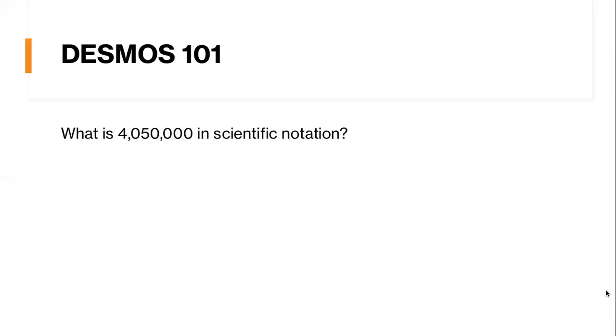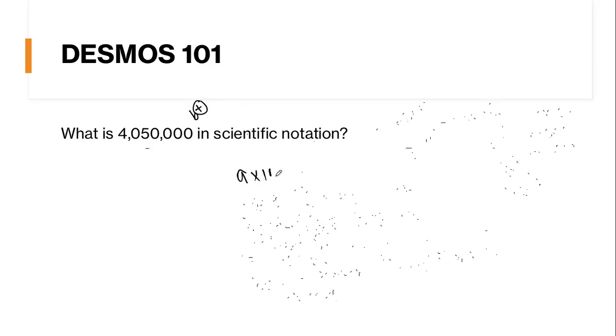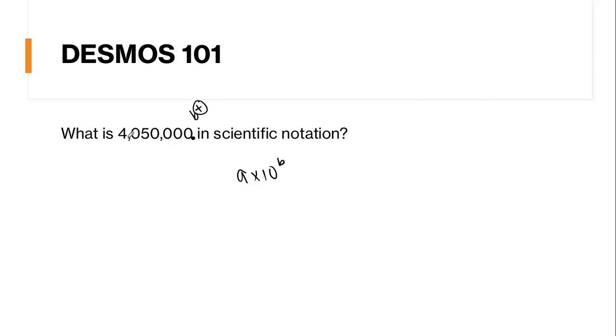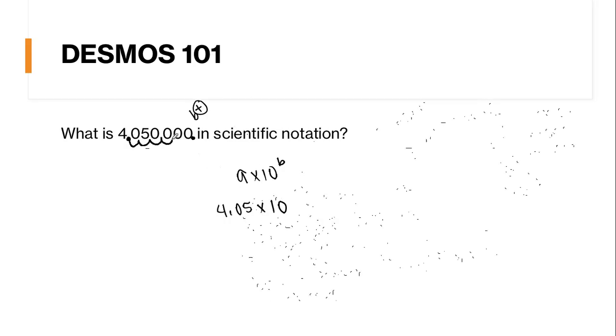All right. Scientific notation. Wow, this number is humongous. This number is greater than 1, so immediately I know my b is positive. So a times 10 to the power of b. Remember, my decimal is right here, but I want to move it where there's only one number in front of it. So right here. So I know my number is going to be 4.05 times 10 to the power of, well, I moved it 1, 2, 3, 4, 5, 6 places, so to the power of 6.